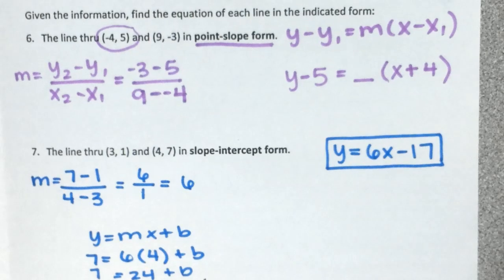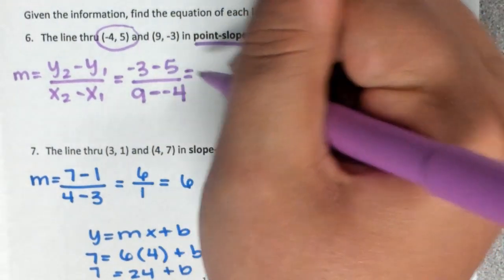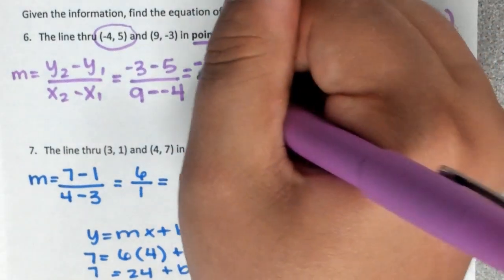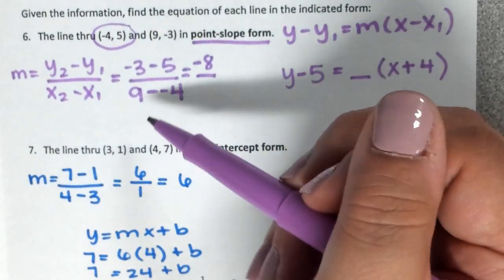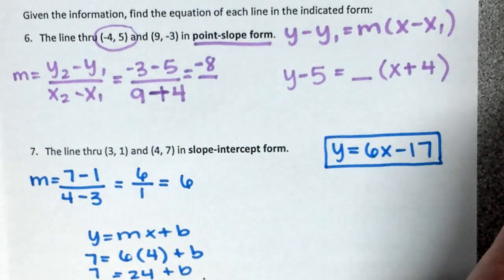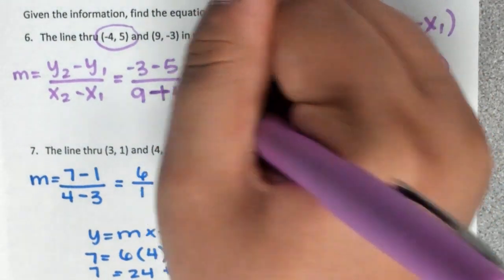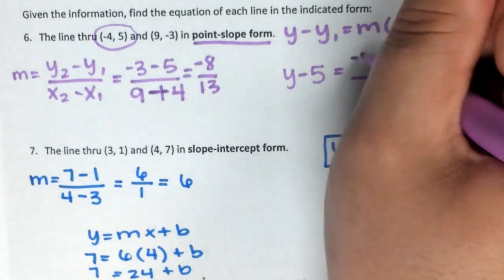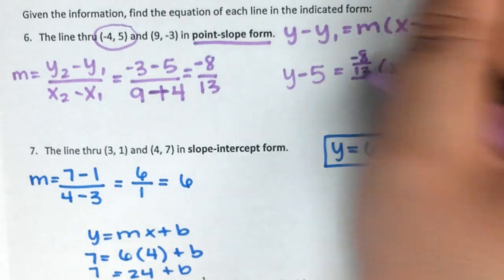What is -3 minus 5? -8. What is 9 minus a negative 4? Alex, head up please. What is 9 plus 4? So then in my m spot, what am I going to put? -8 over 13.